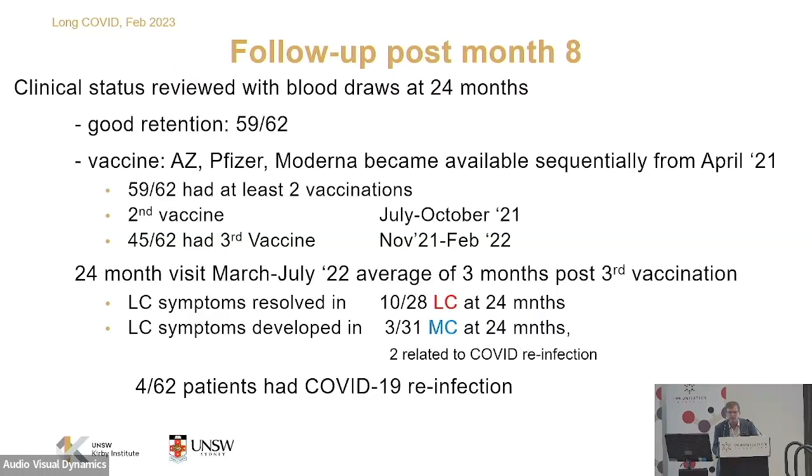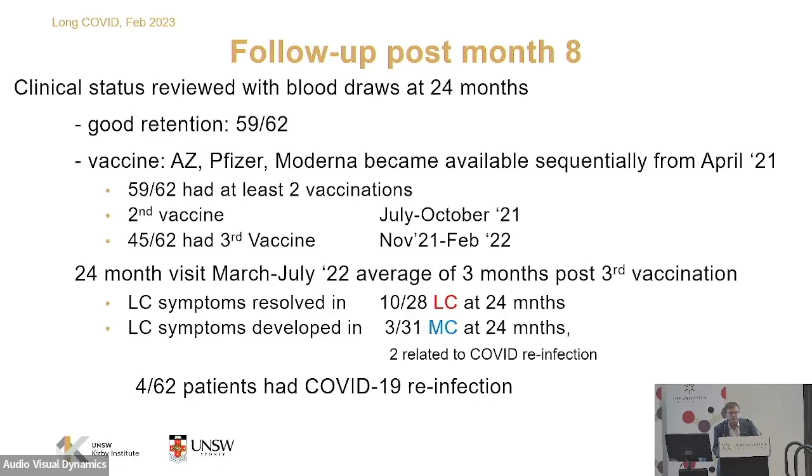So we've followed these people out to 2 years. We had good retention. 59 of the 62 turned up for their 24-month visit. 59 of the 62 had at least 2 vaccinations, but only 45 of the 62 had 3. Now, in terms of interpreting the data, it's important to note that the 24-month visit happened on average about 3 months after the 3rd vaccination.